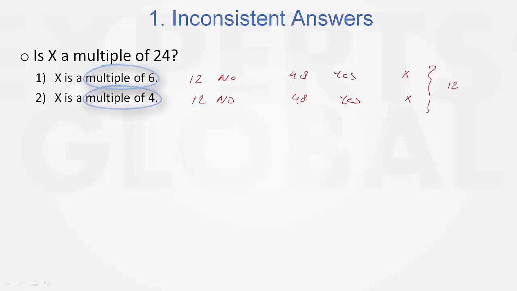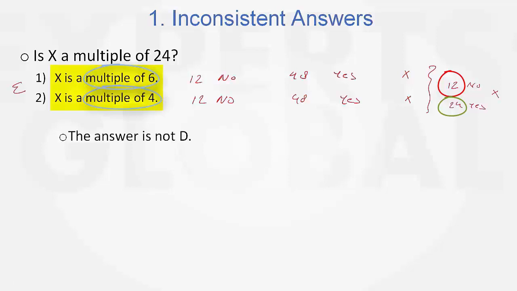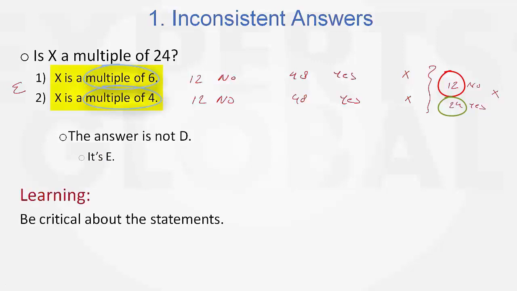So, for example, if x equals 12, the answer is no. If x equals 24, the answer is yes. 12 as well as 24 are satisfying both the conditions. In one case, we get no. In the other case, we get yes. So even combining is not leading to a consistent answer, and therefore E is the correct answer choice. So the answer is not D. The answer is E.